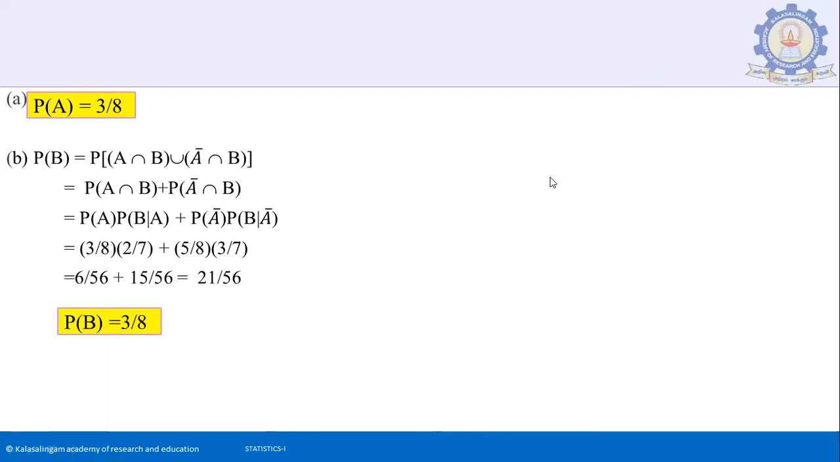So replacing the values: P of A is 3 by 8, P of B given A is 2 by 7, P of A bar, the complement, is 5 by 8, and P of B given A bar is 3 by 7. So we get 6 by 56 plus 15 by 56, which is 21 by 56. Simplifying, we get 3 by 8.